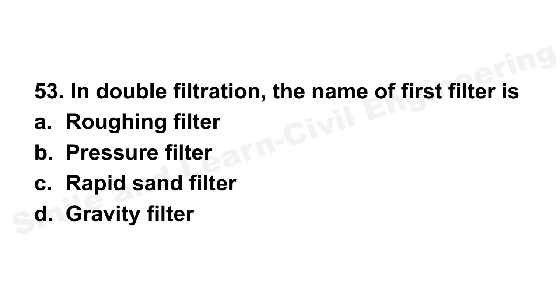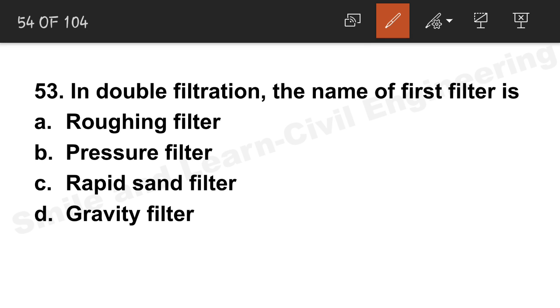Question number 53. In double filtration, the name of the first filter. See, in double filtration, we are not going to use rapid sand or gravity filter or pressure filter. So we will use the roughing filter only. Option A. According to me, option A is the correct answer.